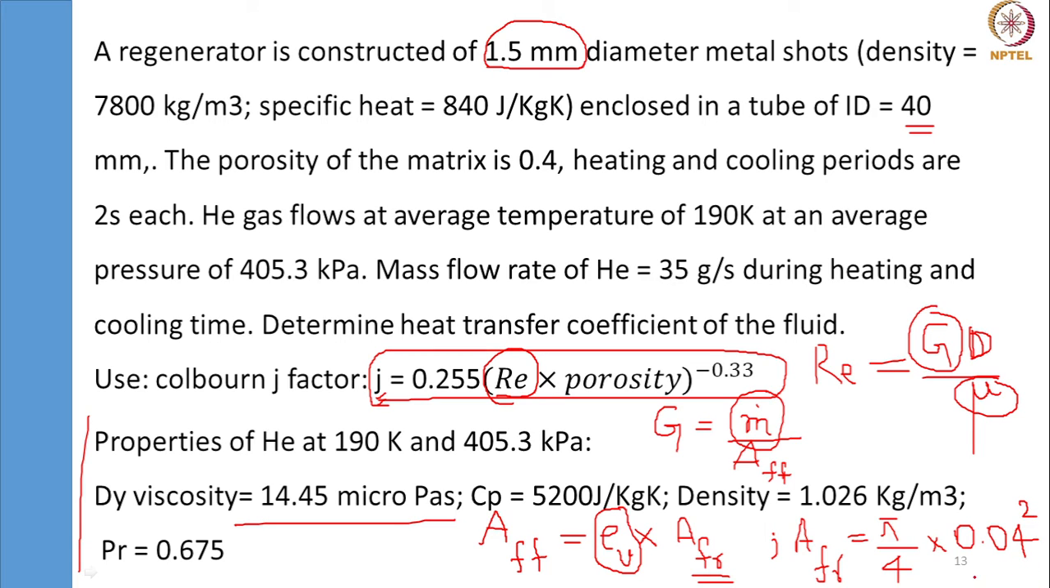So from this point, we are going to start. Can you calculate the frontal area? Pi by 4 into 0.04 squared. It is coming out as 1.256 into 10 power minus 3 meters squared. Can you put the frontal area in this formula and find out the free flow area?